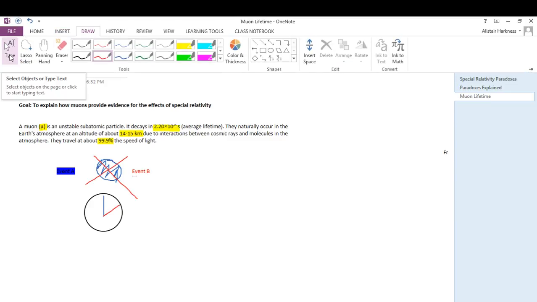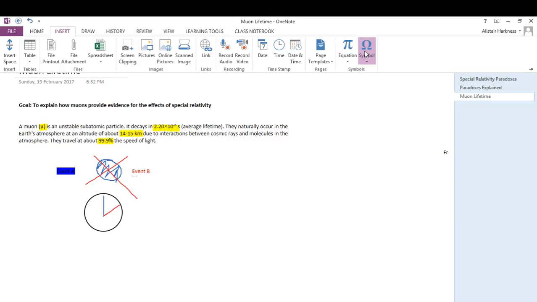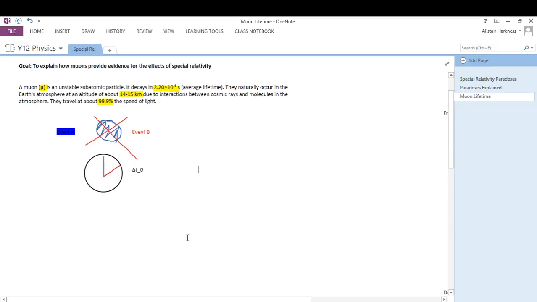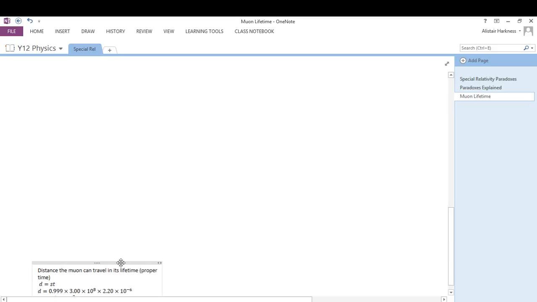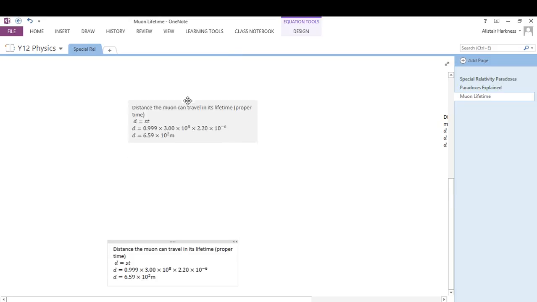So I'm just going to put in here, this refers to T0. So that's our proper time that's passed. Now what's important here is that we can do a calculation to see how far it should actually be able to travel in that time. So I'm just going to bring that calculation up, which is a calculation I've prepared earlier. I didn't mean to bring it so far down, but there you go.